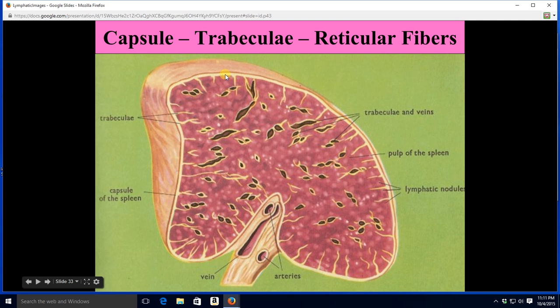The spleen is surrounded by a connective tissue capsule, has inward trabeculae. They're not super awesome looking to me. And we have a lot of reticular fibers in here because the spleen is a super soft organ. It is so soft it is hard to repair if it ruptures. A lot of times it'll just be surgically removed, and the liver and red bone marrow will take over much of its jobs.